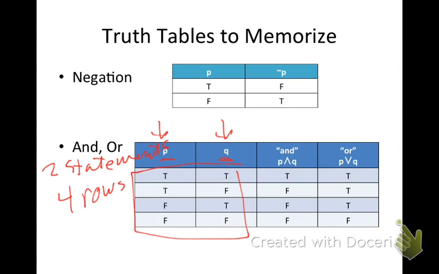Left to right alphabetically for the letters, and then going down, it's a true and a true, and then a false and a false. Because now you cover the case where P is true, and then Q could either be true or false. Cover the case where P is false, and then Q could be either true or false.